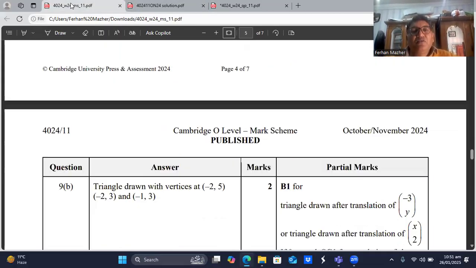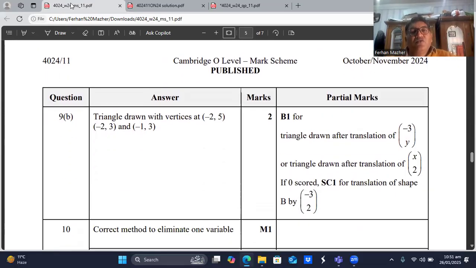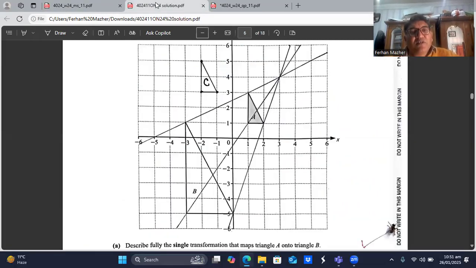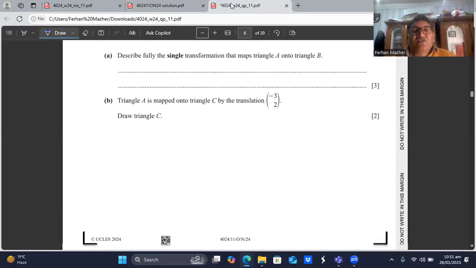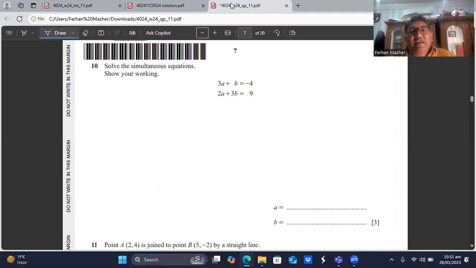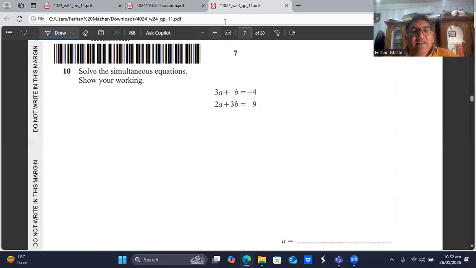So here we have a triangle whose vertices are -2, 5, -2, 3, and -1, 3. So you can check the vertices. Our answer is right. Okay, so we are going to the next question, and the next question showing up on your screen is question number 10.